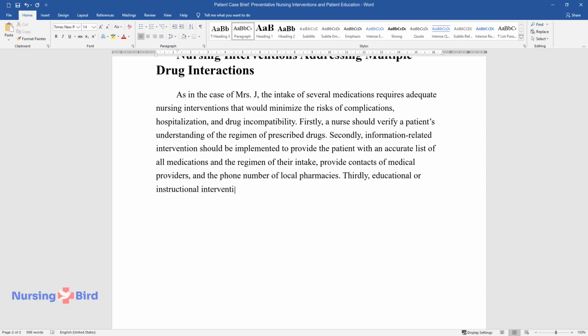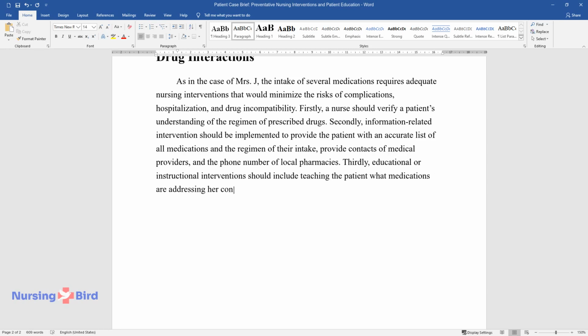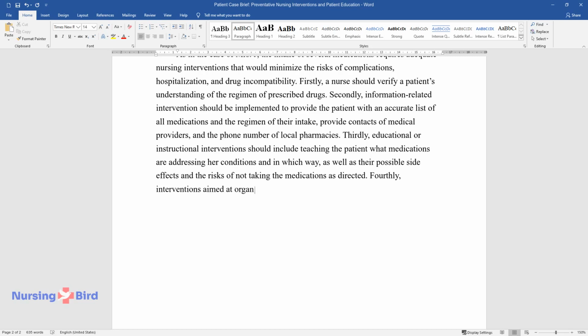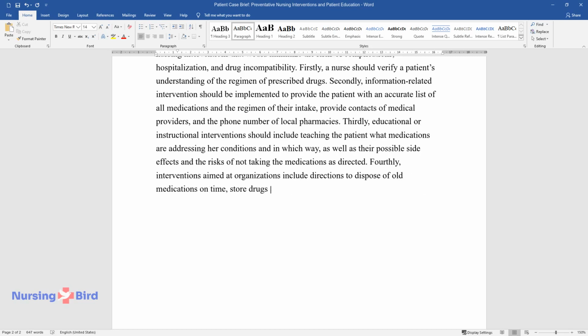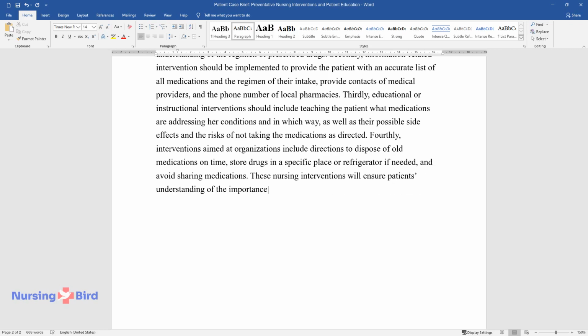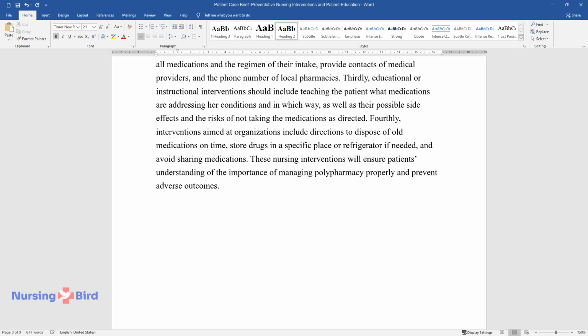Thirdly, educational or instructional interventions should include teaching the patient what medications are addressing her conditions and in which way, as well as their possible side effects and the risks of not taking the medications as directed. Fourthly, interventions aimed at organization include directions to dispose of old medications on time, store drugs in a specific place or refrigerator if needed, and avoid sharing medications. These nursing interventions will ensure patients' understanding of the importance of managing polypharmacy properly and prevent adverse outcomes.